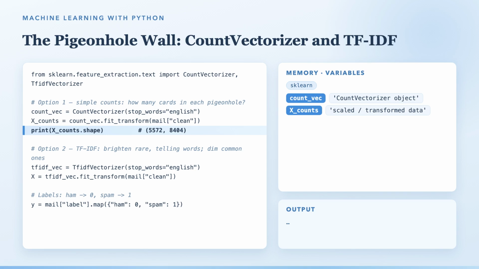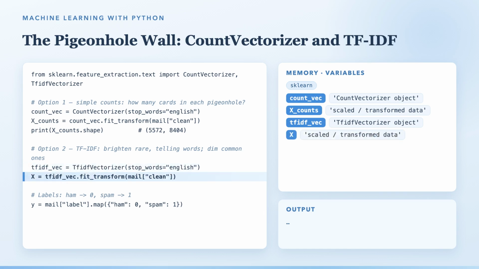Follow the lines with me. Slowly. First we import CountVectorizer and TfidfVectorizer from sklearn's text tools. Option 1. count_vec equals CountVectorizer, with stop words set to English, so tiny filler words are set aside. Then X_counts equals count_vec.fit_transform on mail clean. Fit learns the vocabulary. Transform counts every word. The print shows the shape. 5,572 letters, by 8,404 pigeonholes.